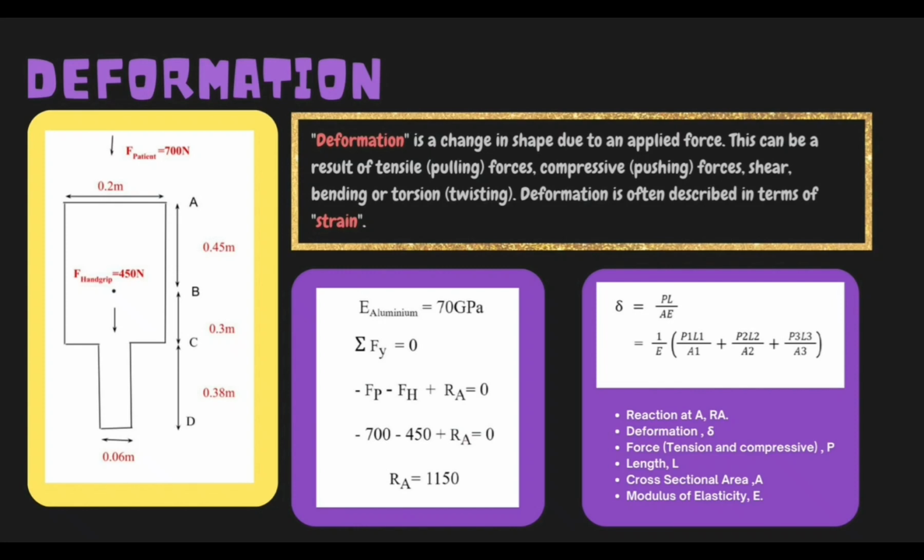On the right side is the formula of deformation. Delta equals P times L over AE. Reaction at A is RA. Delta stands for deformation. P is force, either tension or compression. L is length. A is cross-sectional area and E is modulus of elasticity.